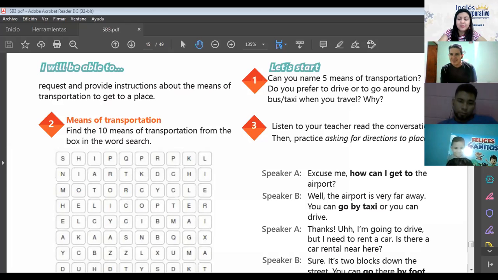I use the public transportation, but it is sometimes dangerous. But it is sometimes dangerous. And it's slow.